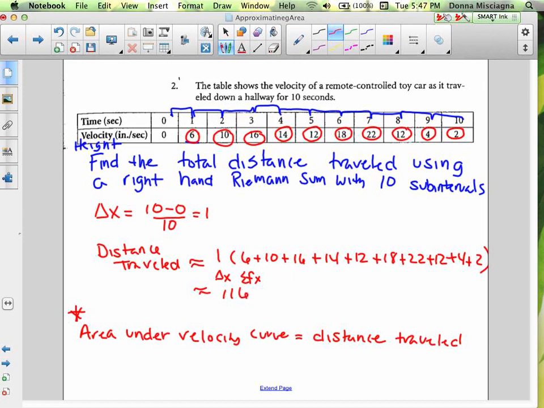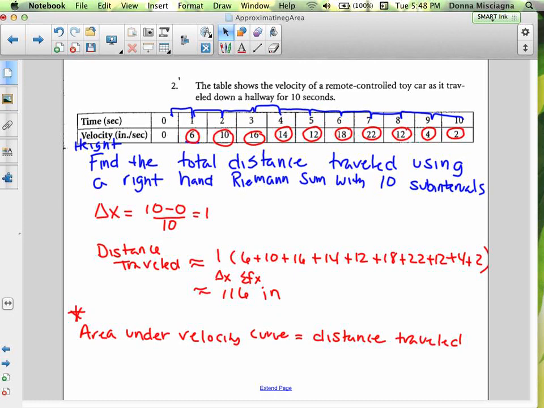And we should put a unit on here. Now, what's the unit going to be? The velocity was in inches per second, so the unit for distance is just inches. So that's how far the car traveled. It's about 116 inches. All right, so that's our right-hand Riemann sum.